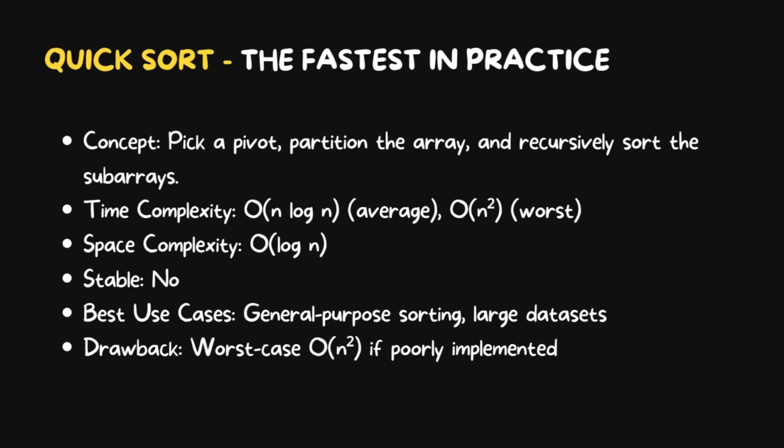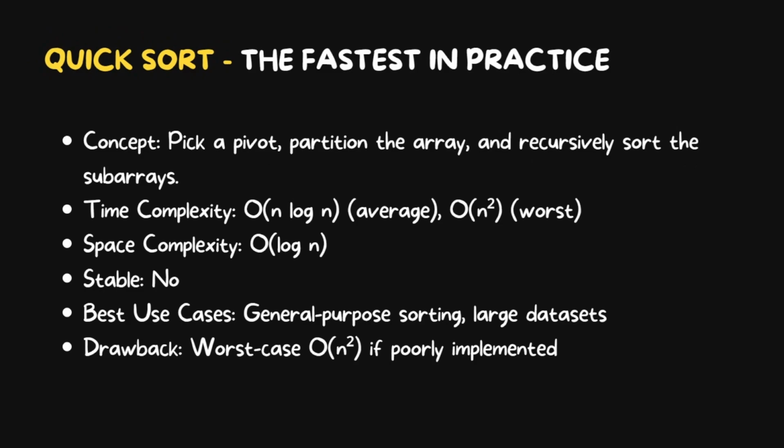For the best and average time complexity, it is O(n log n), and for the worst, it is O(n²). This situation occurs if the pivot is poorly chosen. Space complexity is O(log n) because of the recursion stack. It has no stability because elements can jump across positions during partitioning.